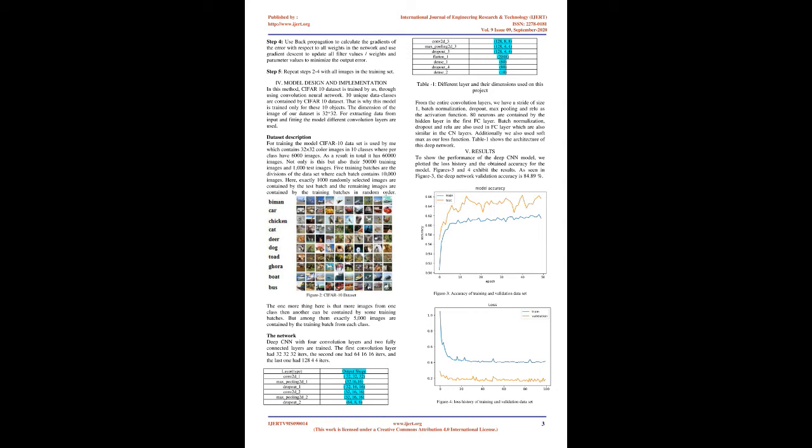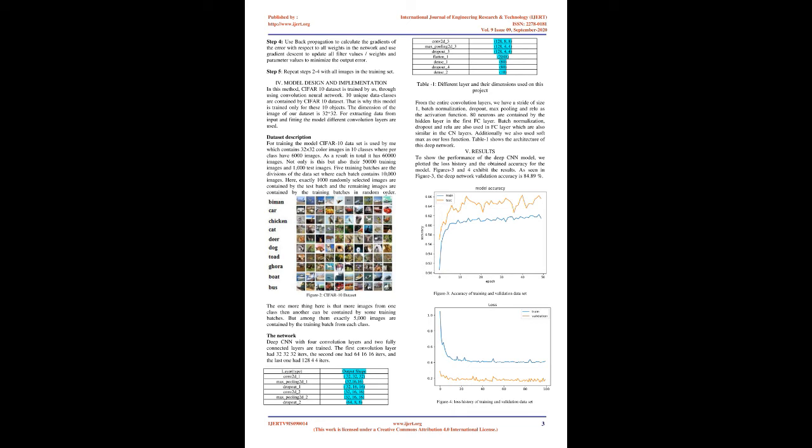The network. A deep CNN with 4 convolution layers and 2 fully connected layers is trained. The first convolution layer had 32 filters, the second one had 64, and the last one had 128 filters. Table 1, different layers and their dimensions used in this project.